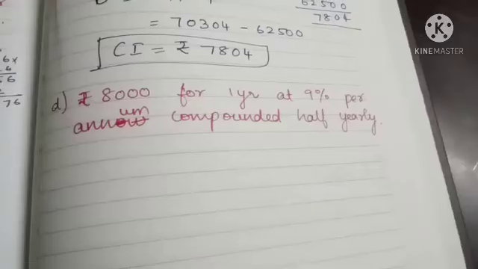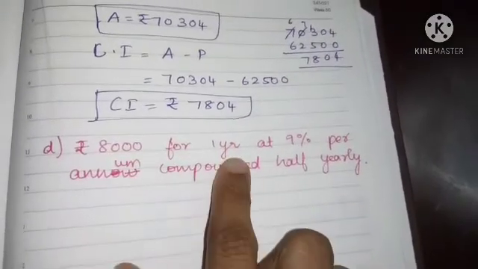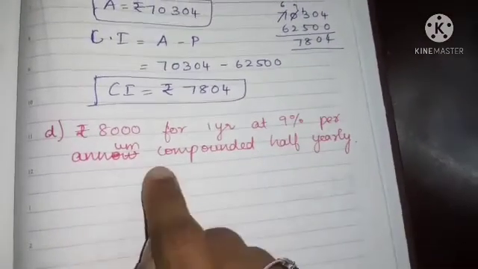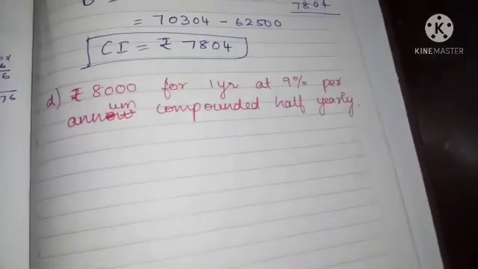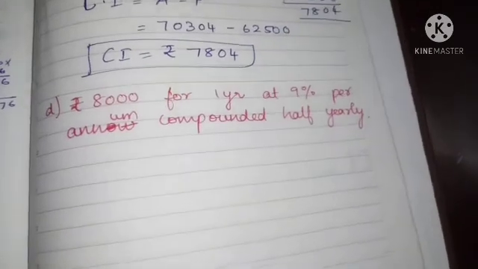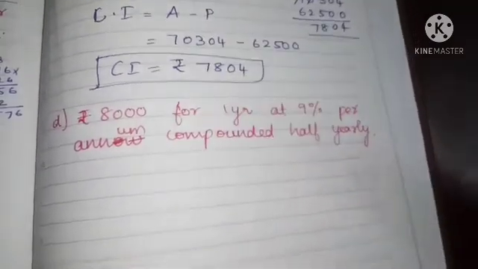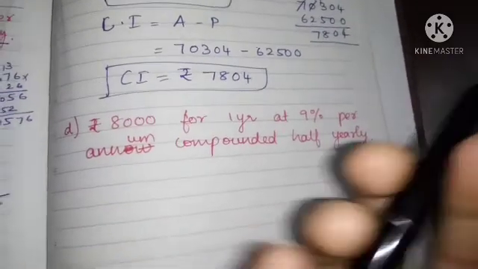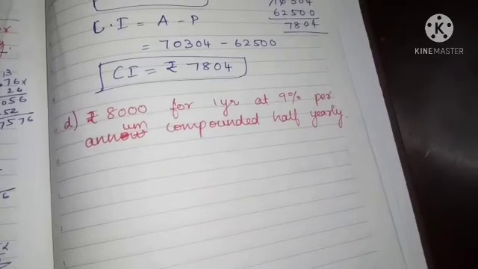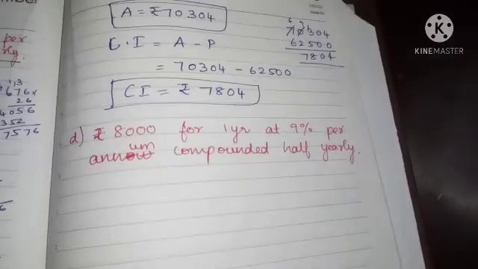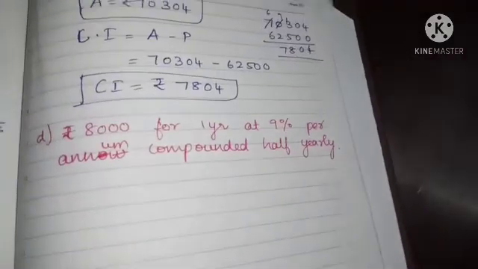Okay. Next is your D problem. 8,000 rupees for 1 year, 9% per annum, compounded half yearly. Half yearly means what? The number of years should be divided by 2, which means we have to convert the number of years to 6 months. Then 9% is divided by 2. In the question they said you could use the year by year calculation using the SI formula also. Simple interest also you can do for verification.